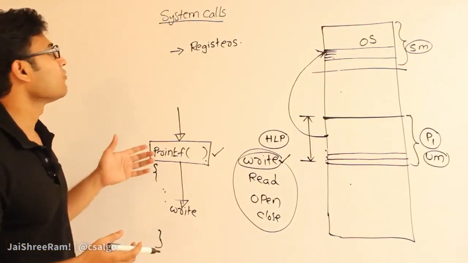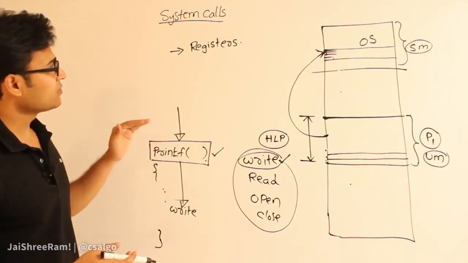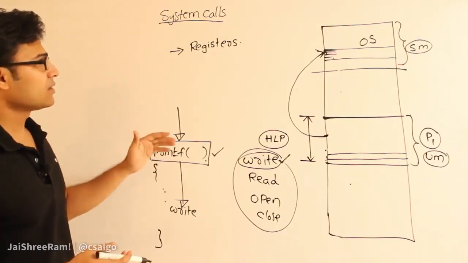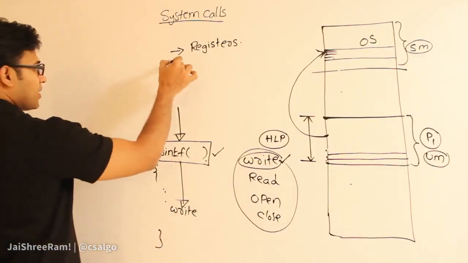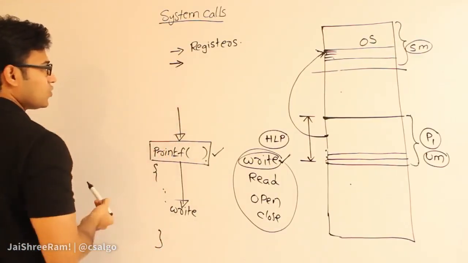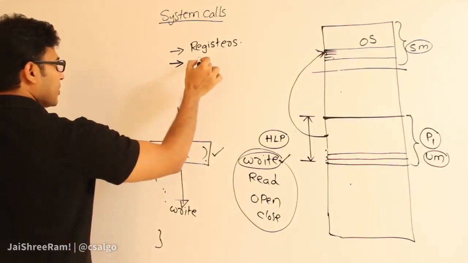Therefore, this is not a widely popular method. This has been used initially, but later people are not using it. And the second way is, you can pass the parameters by storing them in a block of memory, right?